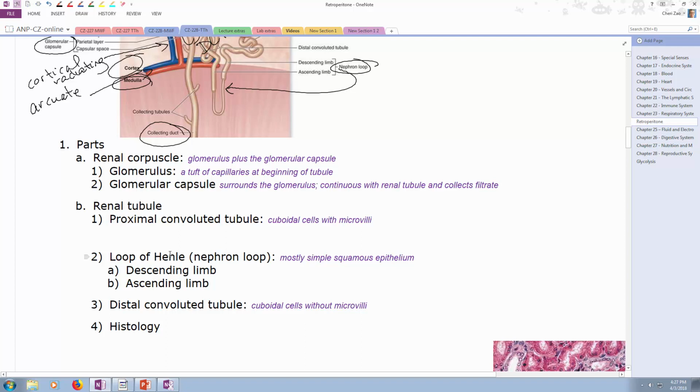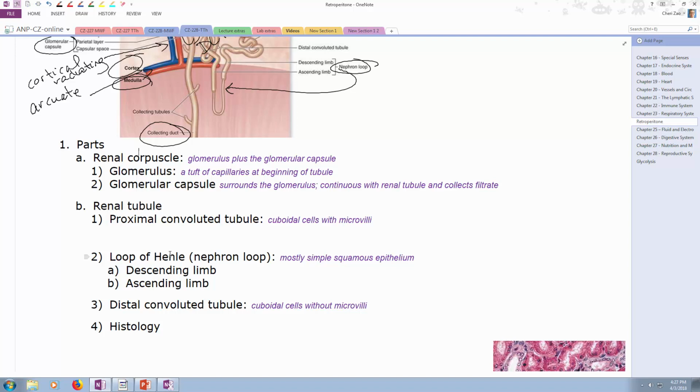Reviewing the notes real quick, renal corpuscle: the glomerulus plus the glomerular capsule. The glomerulus is a tuft of capillaries at the beginning of the tubule. The capsule surrounds the glomerulus and is continuous with the renal tubule and is specific to collect the first filtrate. So that capsule is where our first filtrate is formed.